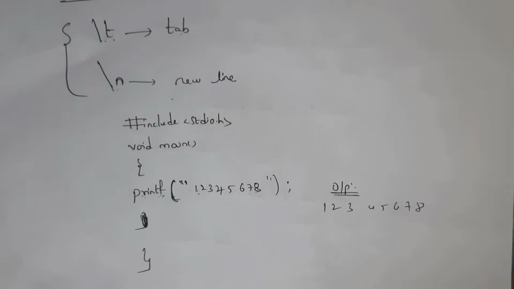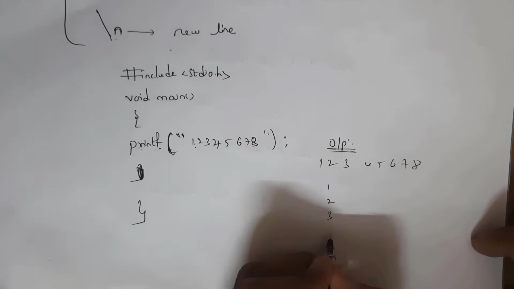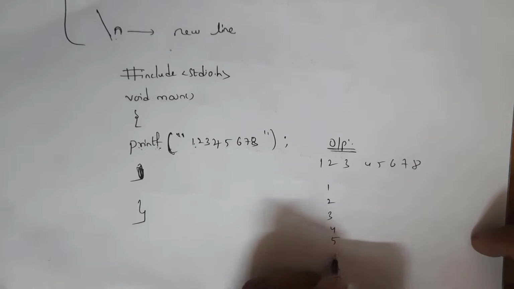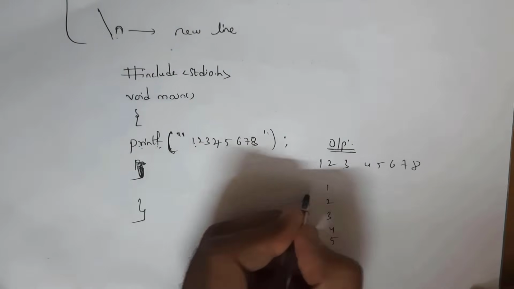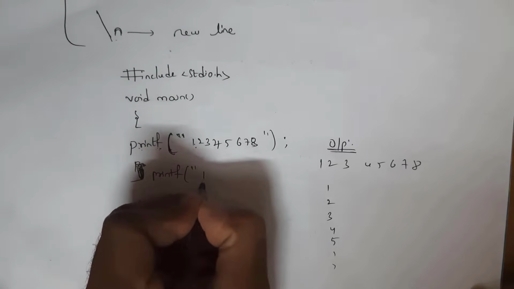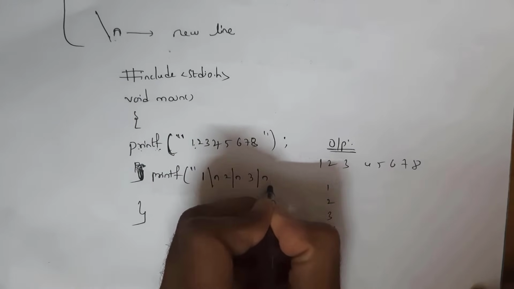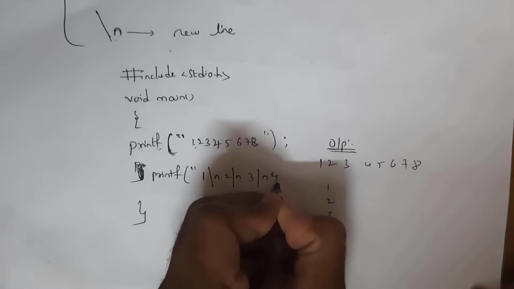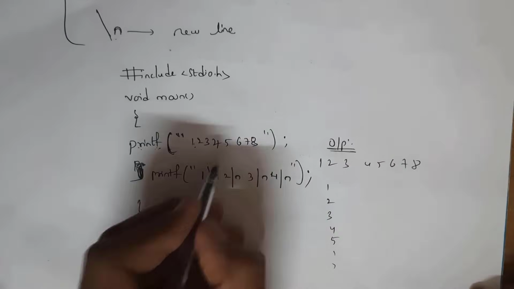But I don't want output like this. I want to get output like this: 1, in the next line 2, next line 3, next line 4, after that next line 5, and so on. So if you want to get output like this, you need to use escape sequences, that is \n, where \n stands for new line. So I want to print numbers from 1 to 5. So I have written printf, open bracket, inside double quotations I am writing 1 \n, 2 \n, 3 \n, and so on, 4 \n. Close double quotations, close bracket and give semicolon.